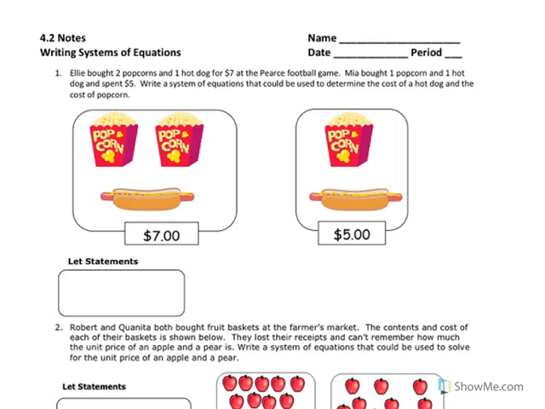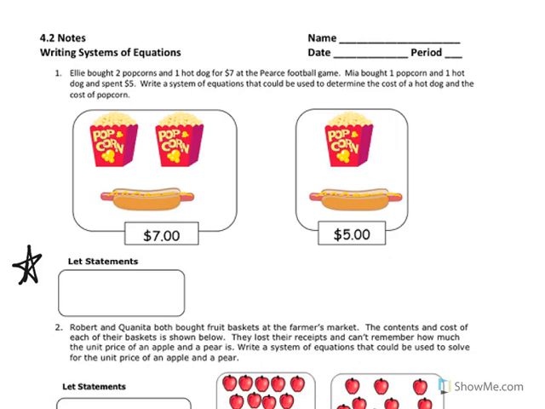Ellie bought 2 popcorns and 1 hot dog for $7 at the Pierce football game. Mia bought 1 popcorn and 1 hot dog and spent $5. Write a system of equations that could be used to determine the cost of a hot dog and the cost of popcorn. So you can see this little call-out box right here that says let statements. And here's what we mean by a let statement. We are going to define the variables.